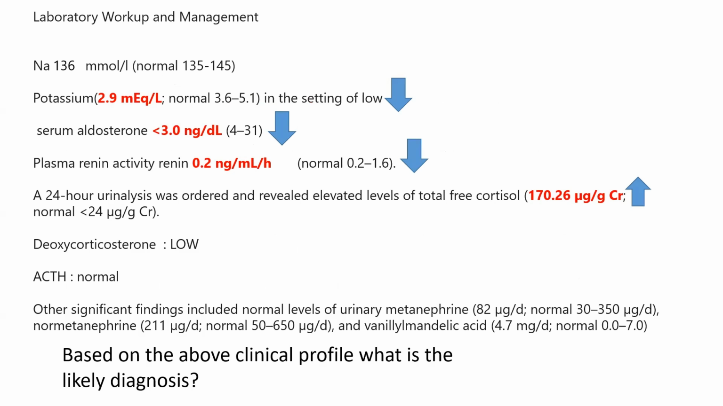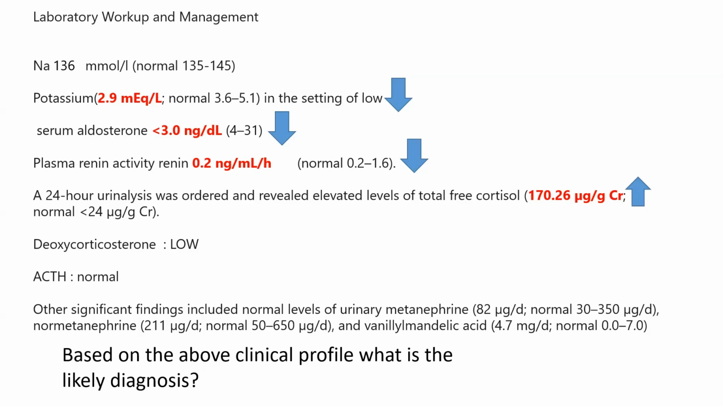So in the lab workup, we find that the sodium is okay. The potassium is low at 2.9. The serum aldosterone level is low. The plasma renin activity is also low. 24-hour urinary cortisol was ordered and elevated. Levels of total free cortisol were found around 170.